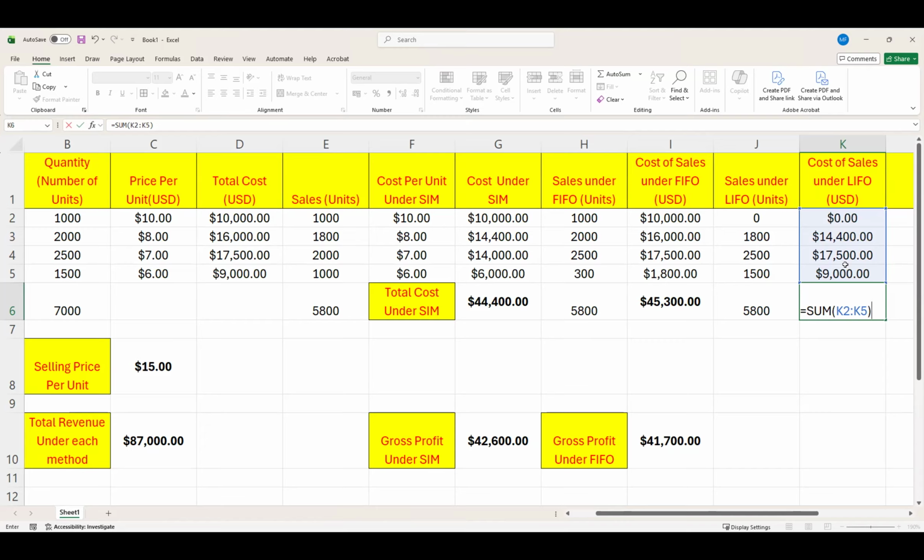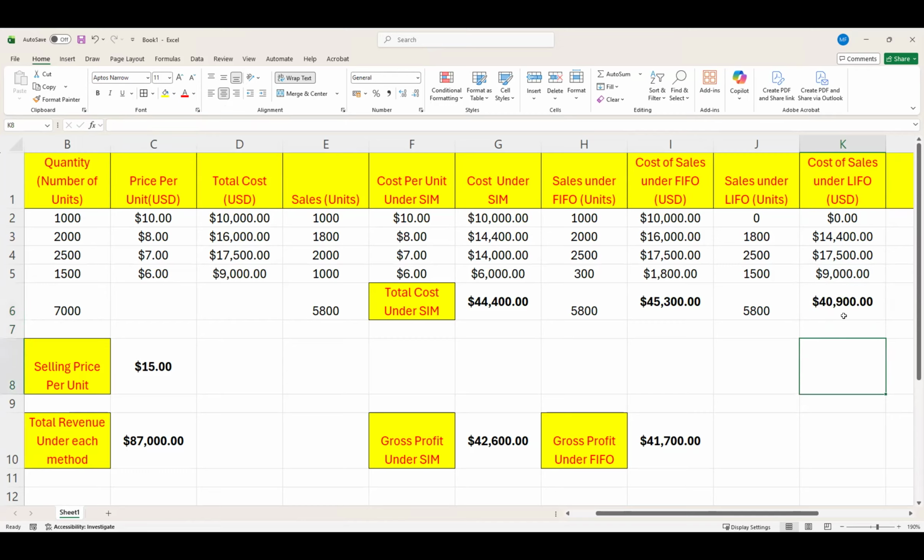Actually, it should be less, perfect. Because it is considering the recent costs first, and given that in this question the recent costs have decreased, my cost of sales will be less. So 40,900. What about the gross profit? Obviously, it will be higher.